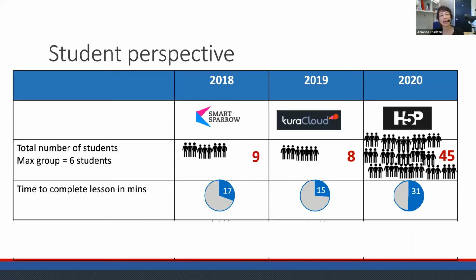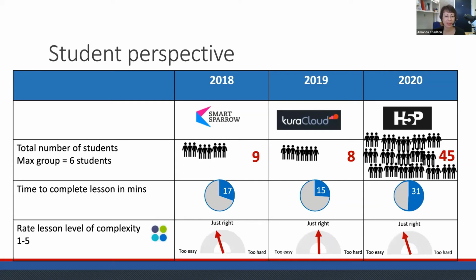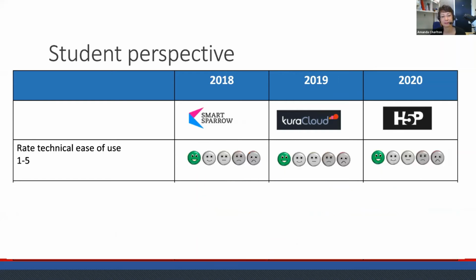That's not about today. How long did it take the students to complete the lesson? So around 20 minutes, which was what I expected. So I was pleased that I anticipated that. And then I asked them to rate the level of complexity. And here is the speed dial. And you can see most of the students in most of the learning platforms rated it as just to the easy side of just right. And that's exactly where I wanted it to be, because I wanted the students to have a feeling of success completing the lesson. Rate the technical ease of use. All of them were easy for the students.